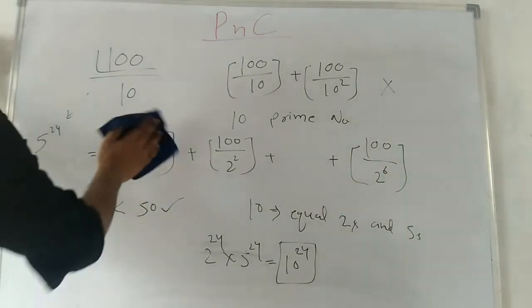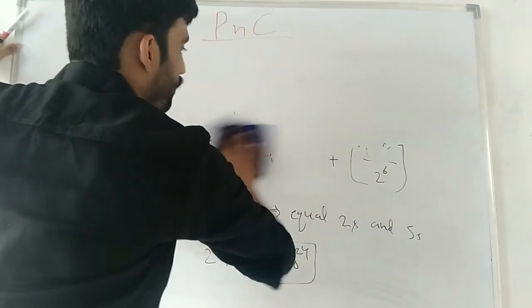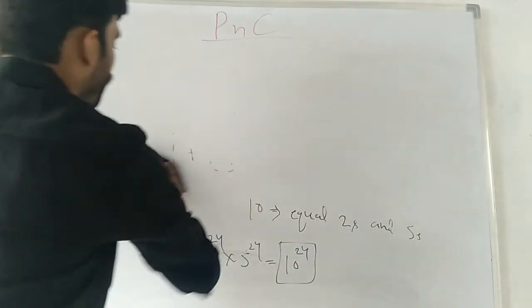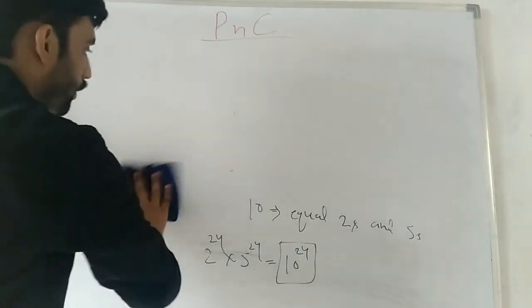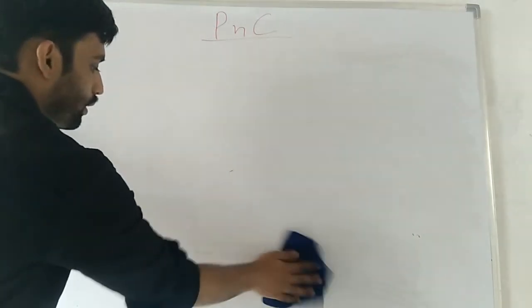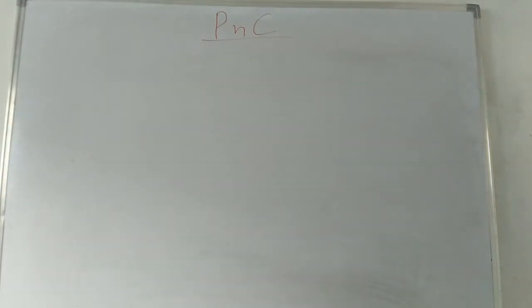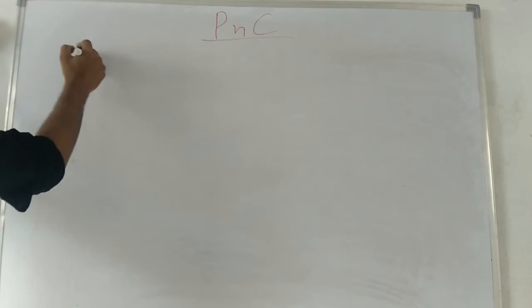I hope you have understood how we can solve this kind of question. Don't make the same mistake of taking any number. First of all, convert the number into prime numbers and then solve the questions. Now, in the third question, we will see the use of the multinomial theorem.